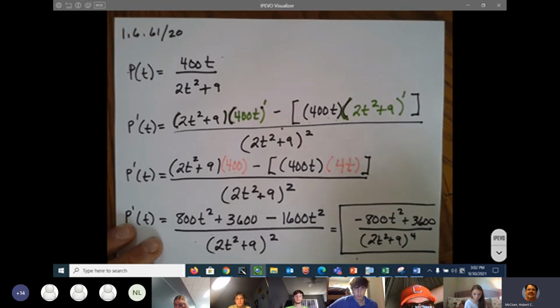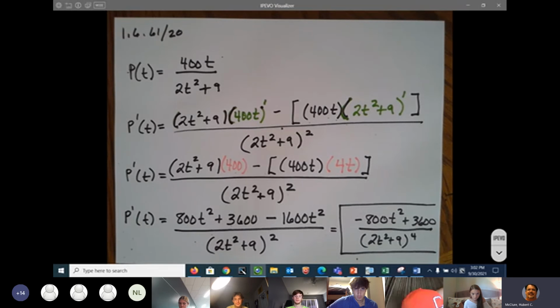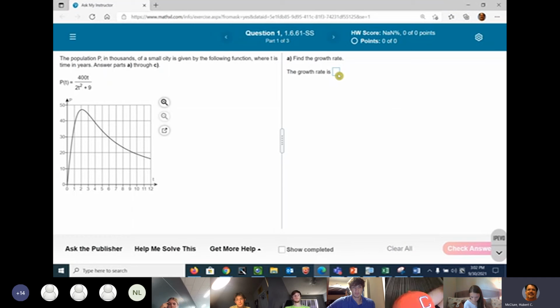Now I would stop right there because that's a decent equation. You can't cancel anything. You could factor out a negative 800, but it's really not going to help anything. So I think that's good enough. Now they should give you a number if they're wanting to know. They might ask you to plug in a number on this question, but let's see what they get for an answer.